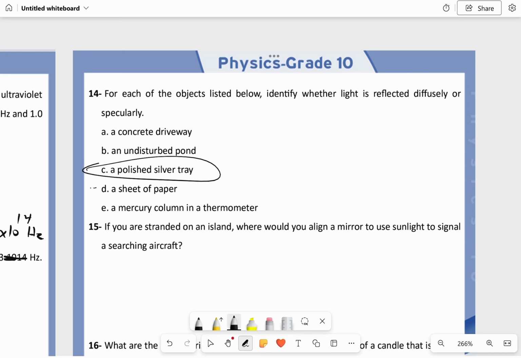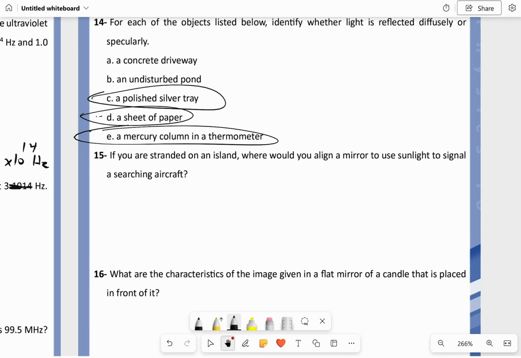We have a sheet of paper. It's a rough surface, so this is going to be diffuse reflection. It's going to be reflected diffusely. A mercury column in a thermometer. It's smooth, so it's going to be a specular reflection.